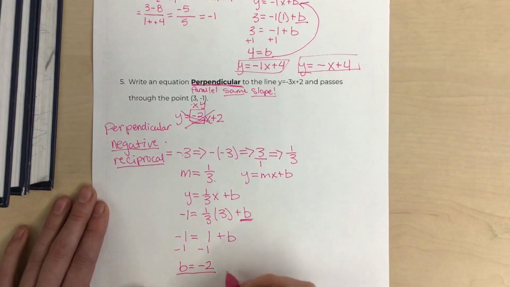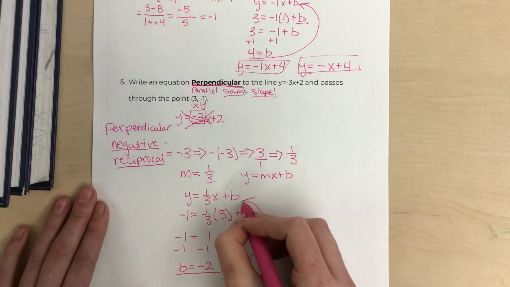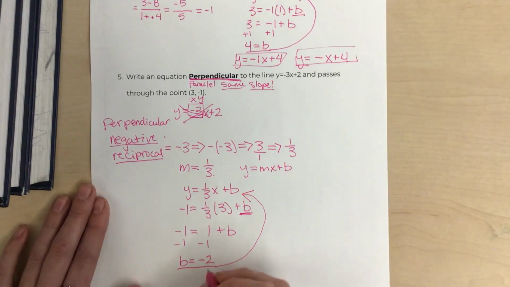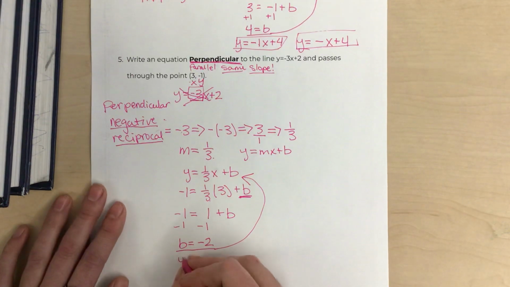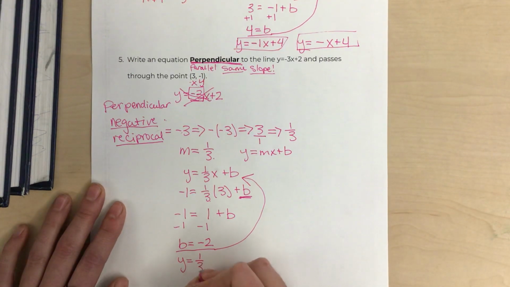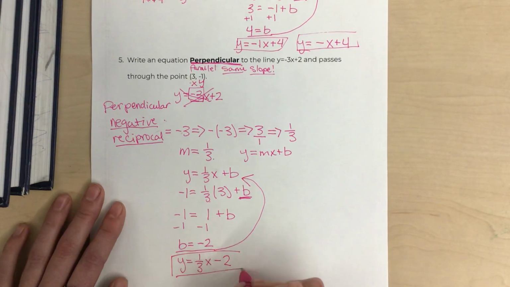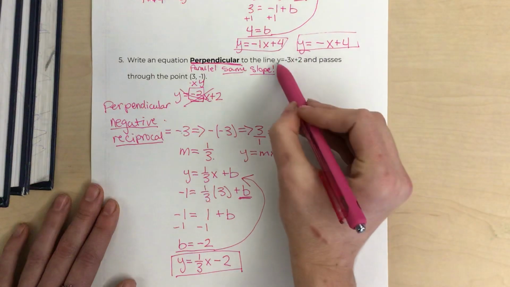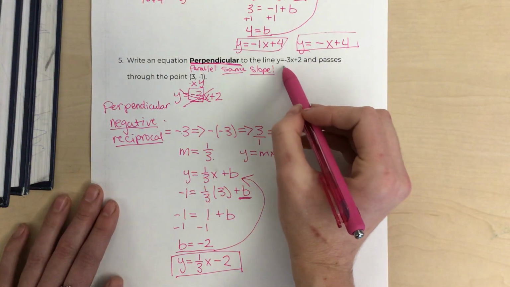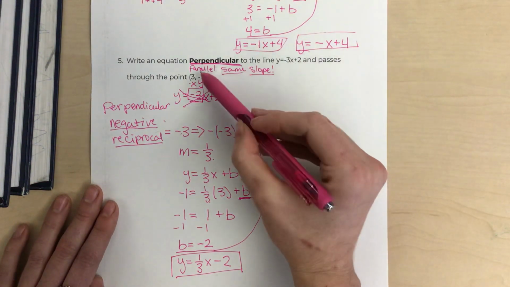Now, again, this isn't my final answer. I need to take and plug this in for the equation that I need. So my final answer would be y equals 1/3 x minus 2. This would be an equation that is perpendicular to the line y equals -3x plus 2 and passes through the point (3, -1).